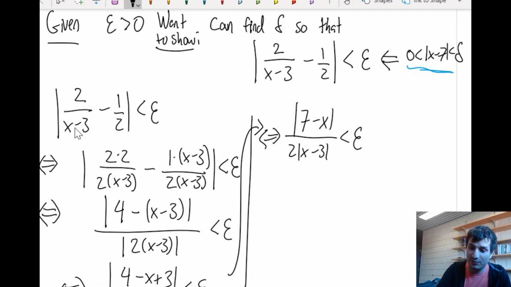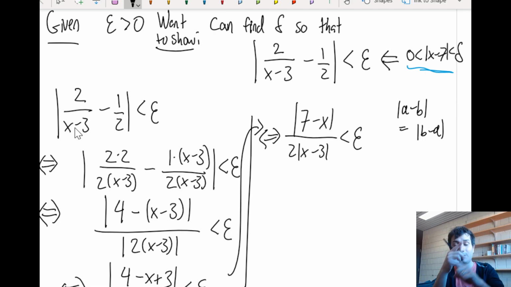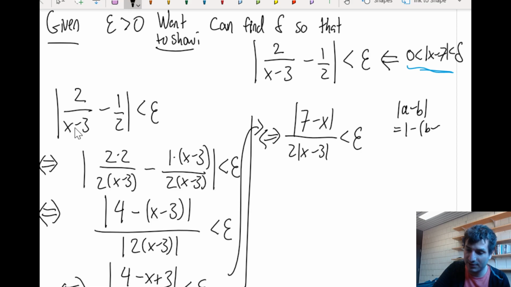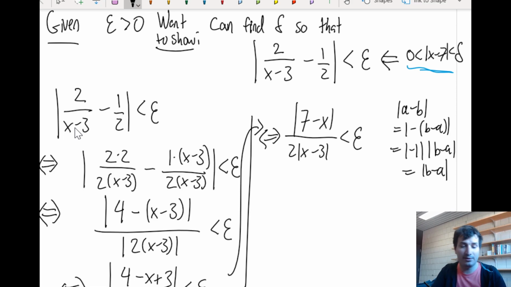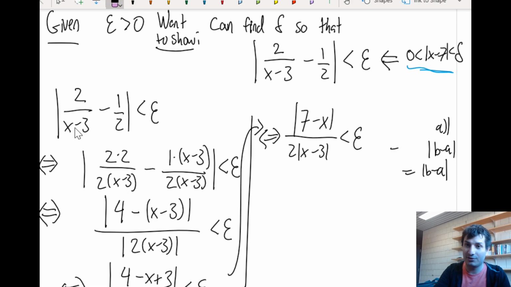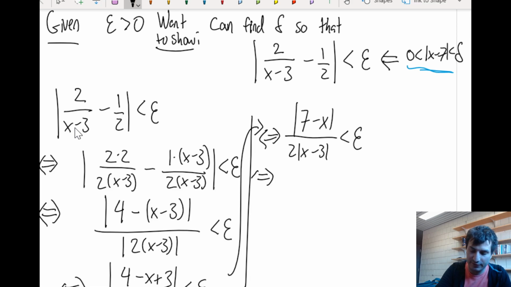And the absolute value of a minus b is equal to the absolute value of b minus a, because they're different by a minus sign, and the absolute value of a minus sign is 1. So you could formally write absolute value of a minus b is absolute value of minus (b minus a), which is the absolute value of minus 1 times the absolute value of b minus a, which is just the absolute value of b minus a. So it's okay to flip inside an absolute value. So let's do that. Let's just flip this. If and only if absolute value of x minus 7 over 2x minus 3 is less than epsilon.